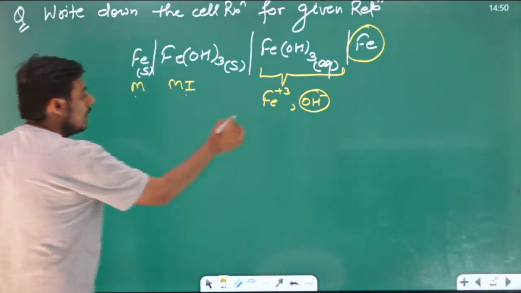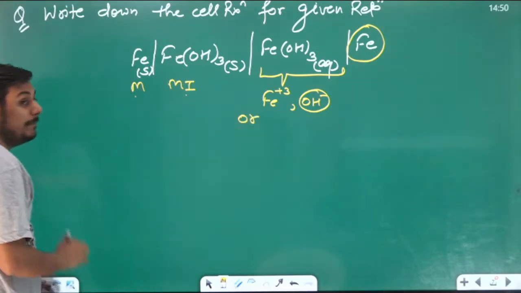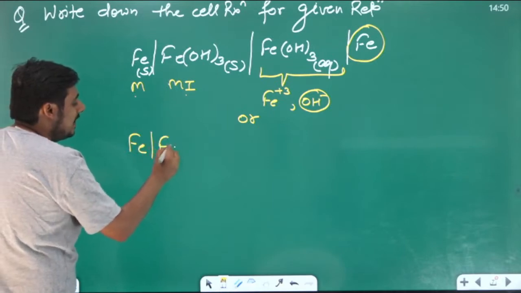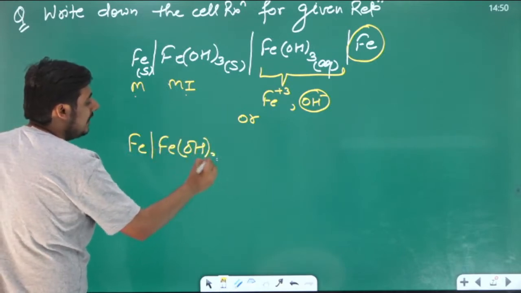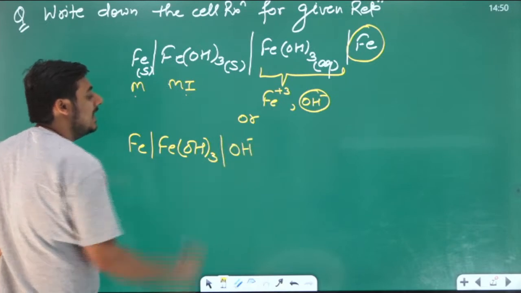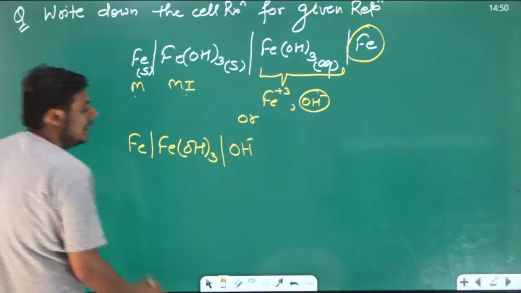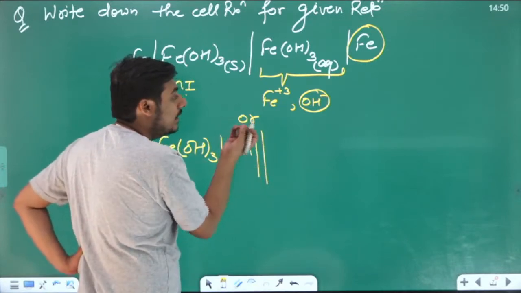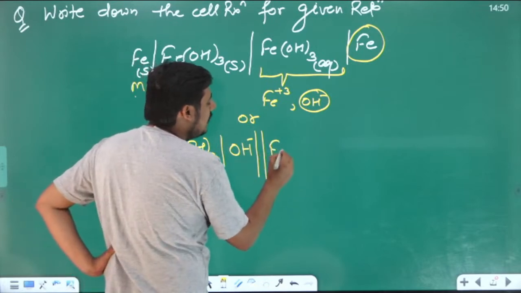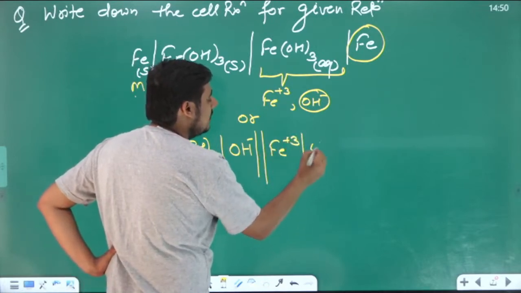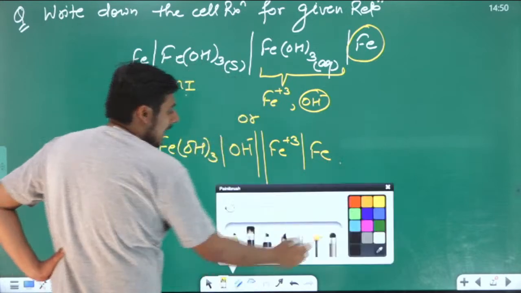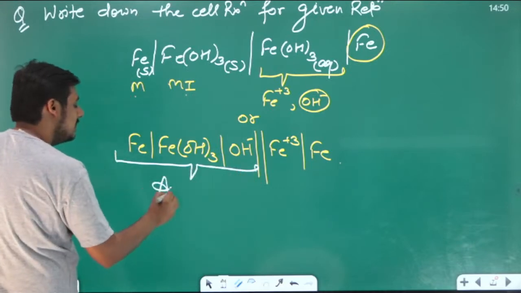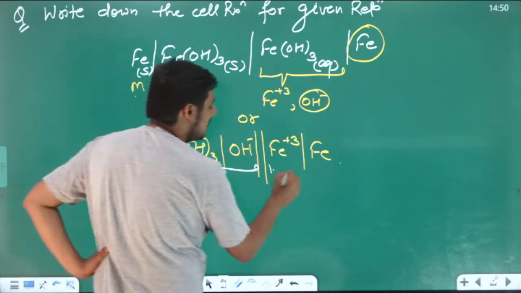So I will write it down in the manner with which we are very much familiar. I will first write Fe, then its insoluble salt, and with the insoluble salt there is always an ionic part. So this is one part. Then I will write an imaginary salt bridge from my own side for the sake of solving the problem. Then I will write Fe plus 3 ions in contact with Fe. By doing so, I will clearly see my anodic half. This is the anode, and this half is my cathode.